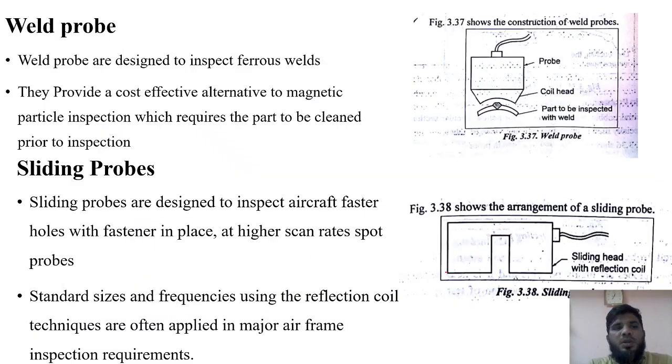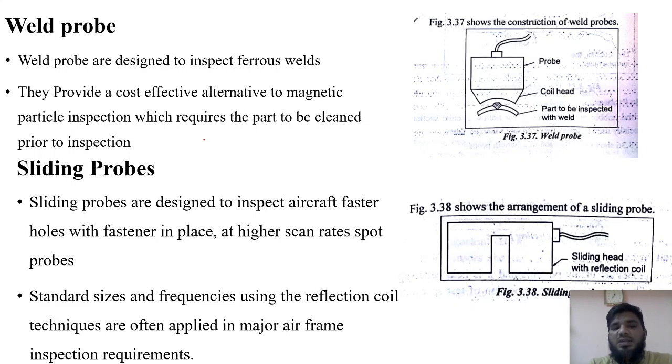Okay. Next, welding probe. A welding probe is used where we are going to inspect the place of weld by using a probe. These are generally used to inspect only ferrous materials. They provide a cost-effective alternative to the magnetic particle inspection method, which generally requires the part to be cleaned before the examination. Sliding probes are designed to inspect aircraft fastener holes.